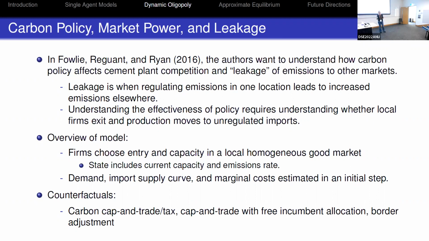And additionally, a long-running issue in environmental economics is whether if one country regulates emissions, why doesn't all the manufacturing just leave and go elsewhere and then ship their goods in, right? That's called leakage. And so fundamentally, they really want to understand this, and they're going to focus on this in the cement industry. The overview of the model, basically firms are going to choose entry and capacity in these local markets.